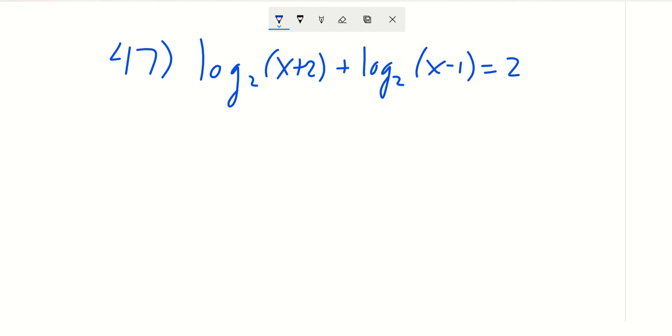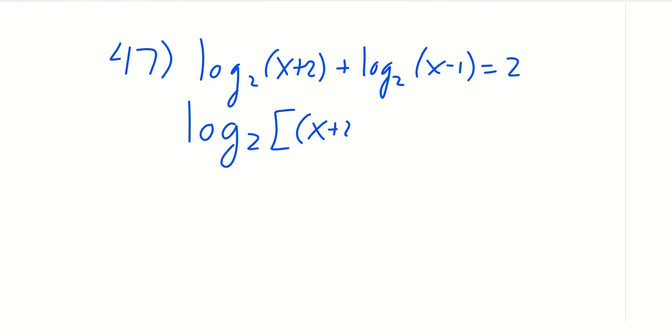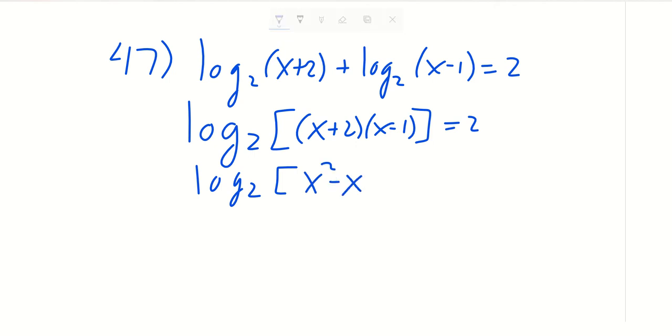The strategy for solving these is we want to condense that left-hand side into a single log. This can be done using the product rule, like this. So this is equal to log base 2, if you expand it out and simplify, I'm not going to show that work, but it's going to be x squared plus x minus 2 would be equal to 2.